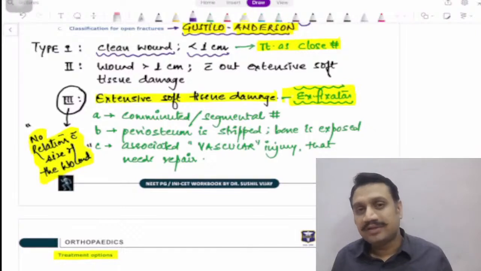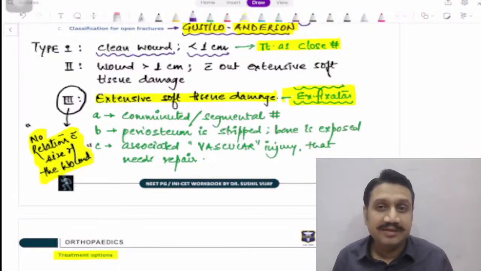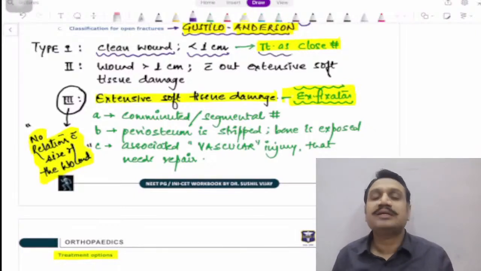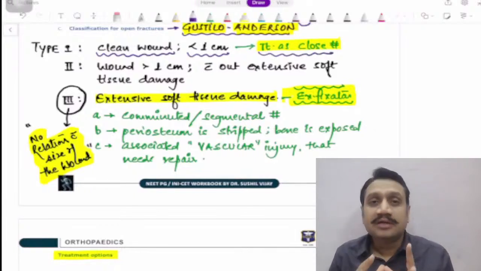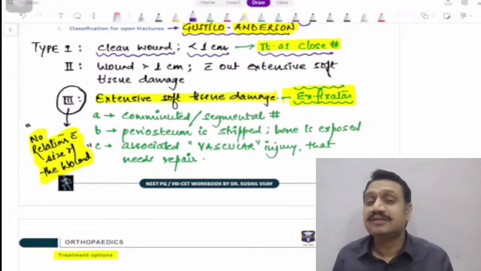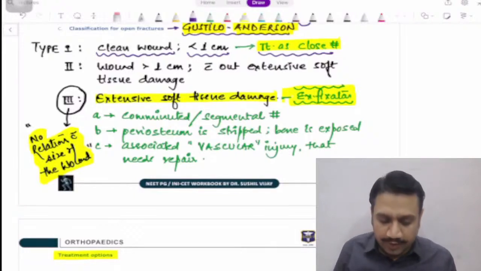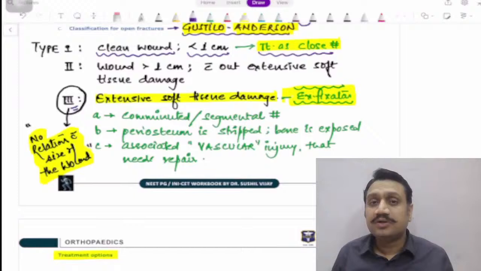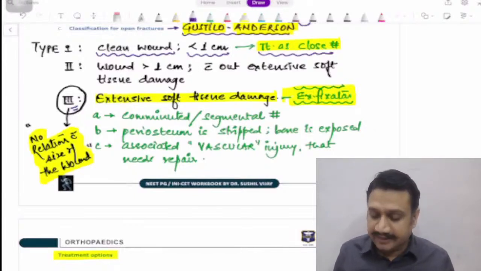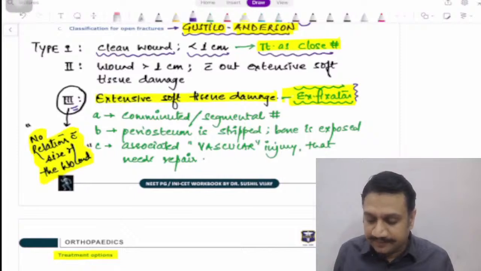Type 2 injuries are the ones where the wound size is more than 1 centimeter, but the soft tissue is able to cover up the bone. Extensive soft tissue damage is not seen. If there is extensive soft tissue damage, we call it a type 3 injury. Type 3 is a clear indication to put an external fixator.